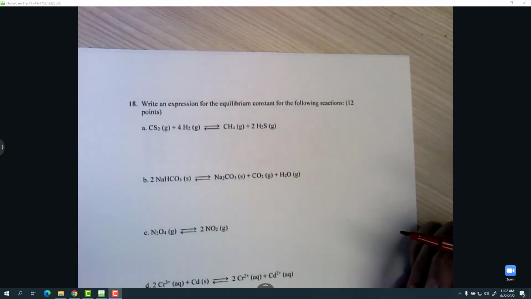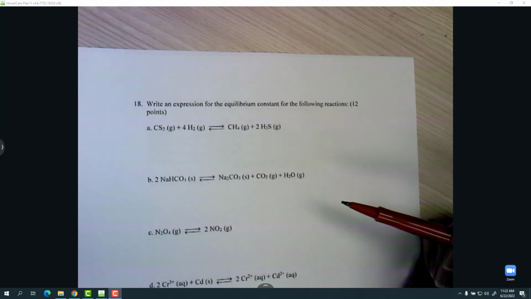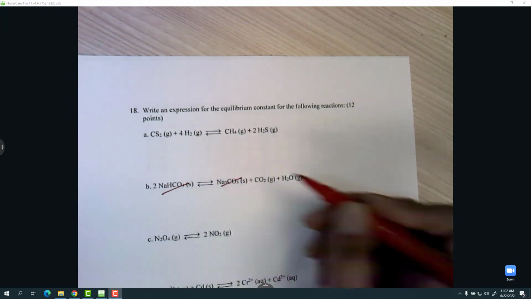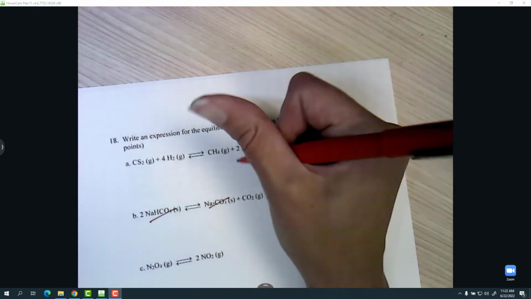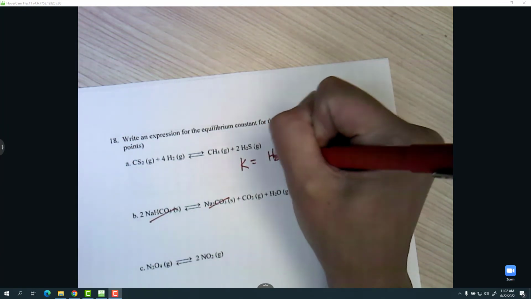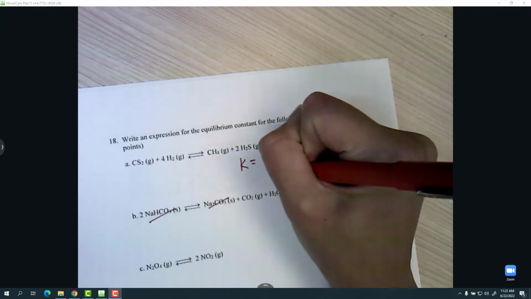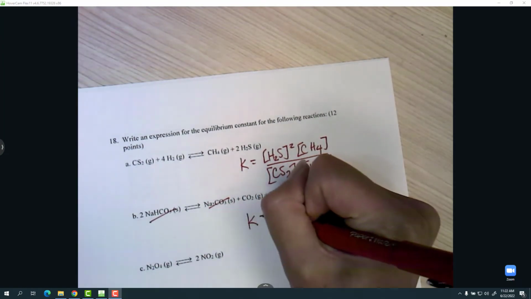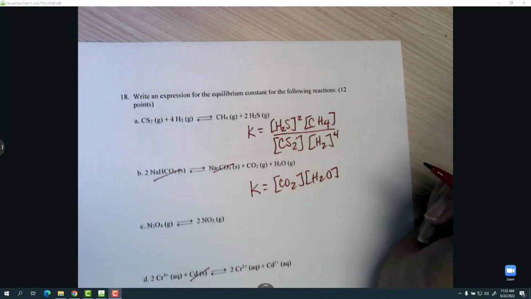All right, write an expression for the equilibrium constants. The things to remember for equilibrium constant are products on top, reactants on the bottom. Stoichiometric coefficients become powers. Solids and liquids do not get included. Okay, I don't have any pure liquids here, so everything, gases and aqueous, does. So that's it. Not much to remember as long as you remember those specific things.